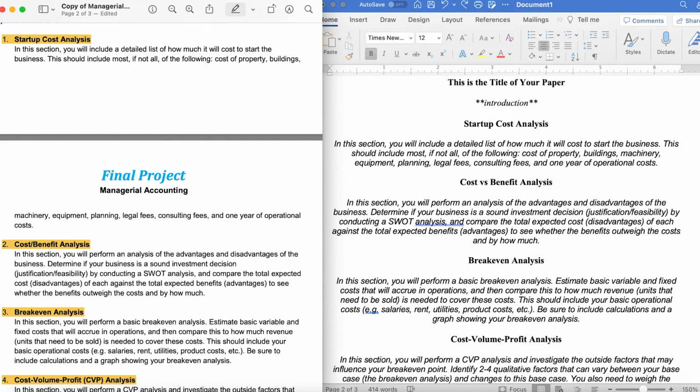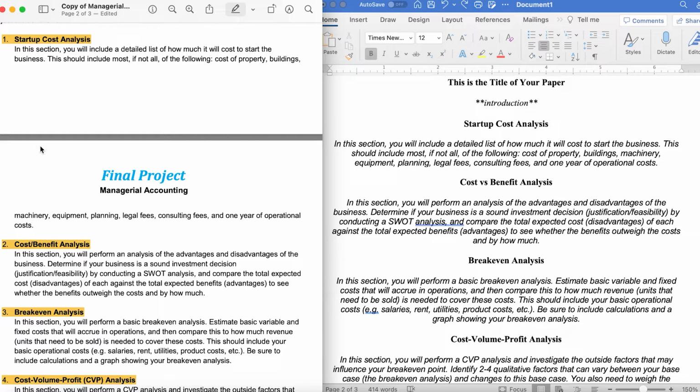So in our startup cost analysis, we're being asked to include a detailed list of how much it will cost to start the business. This list should include the following: the cost of property, buildings, machinery, equipment, planning, legal fees, consulting fees, and 1 year of operational costs.